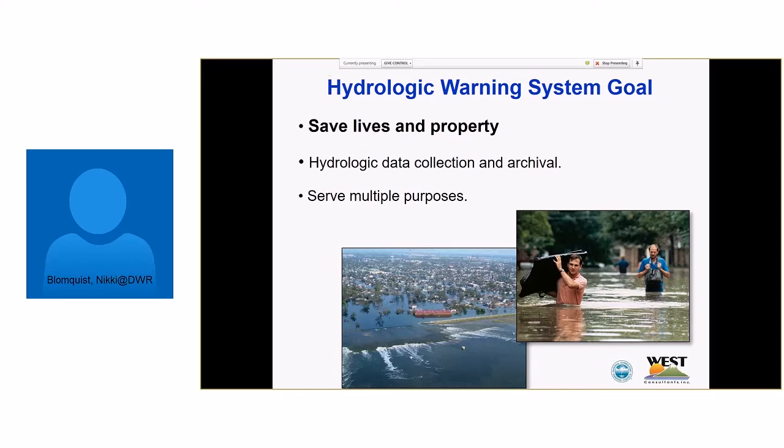And that may include secondary purposes like hydrologic data collection and archiving of that data that might contribute to hydrologic design standards down the road. And it may serve multiple purposes like recreation, water quality, and so on.